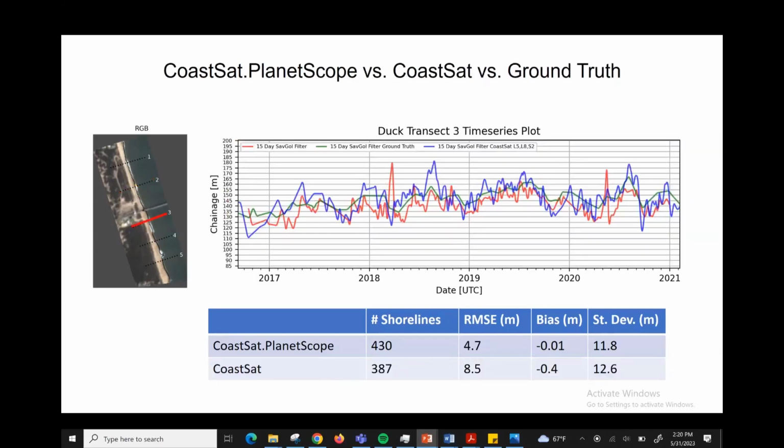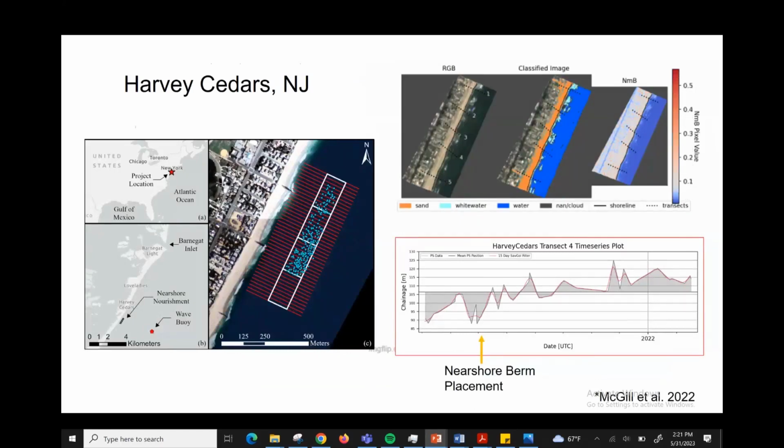We also compared the lug shorelines to the traditional CoastSat, and during this time period we had 387 CoastSat shorelines. When you compare that to the lug shorelines, you get a root mean square difference of about 8.5 meters and a 40-centimeter landward bias. The standard deviation of the CoastSat shorelines was about 12.5 meters, so it's a slightly noisier data set and had about double the root mean square error that the CoastSat PlanetScope had. So we were excited about these statistics, seeing that we can have a more accurate shoreline when we use the high resolution imagery.